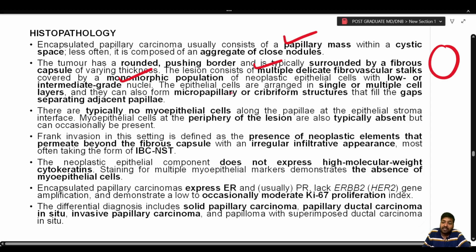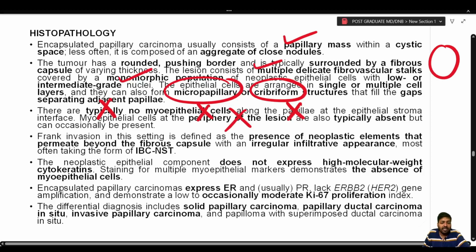These cells are arranged in single or multiple cell layers, and they can also form micropapillary or cribriform structures that fill the gap separating adjacent papilla. There are typically no myoepithelial cells, not inside the lesion, not in the papilla, neither are they present at the periphery. At both areas they are absent.